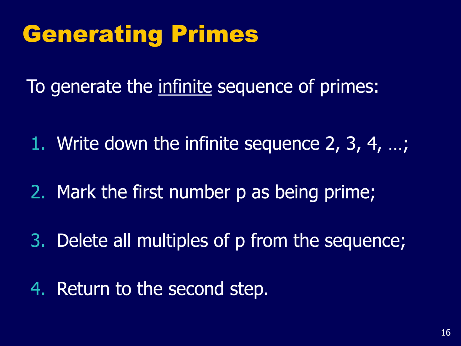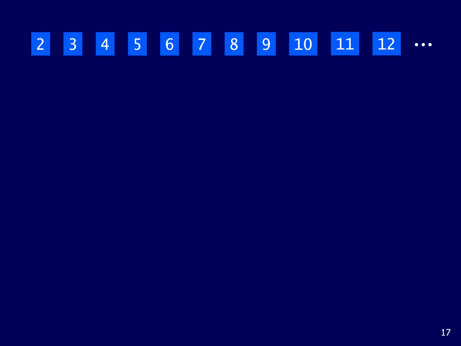So we have this simple four-step process, the sieve of Eratosthenes. Let's have a simple example to see how it actually works in practice. What I've done on the slide here is built a simple animation. The first step is that we write down the infinite sequence beginning with 2. Unfortunately, I don't have an infinite slide here, so I've only written down the first 12 numbers, but in principle, this sequence goes on forever.